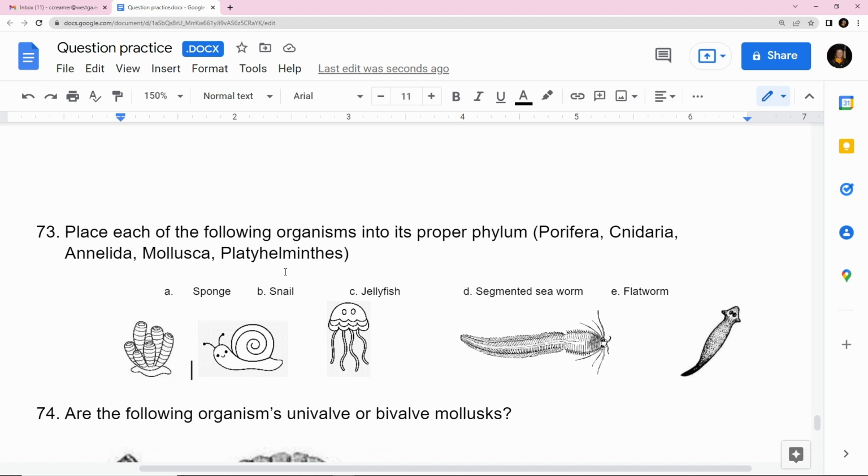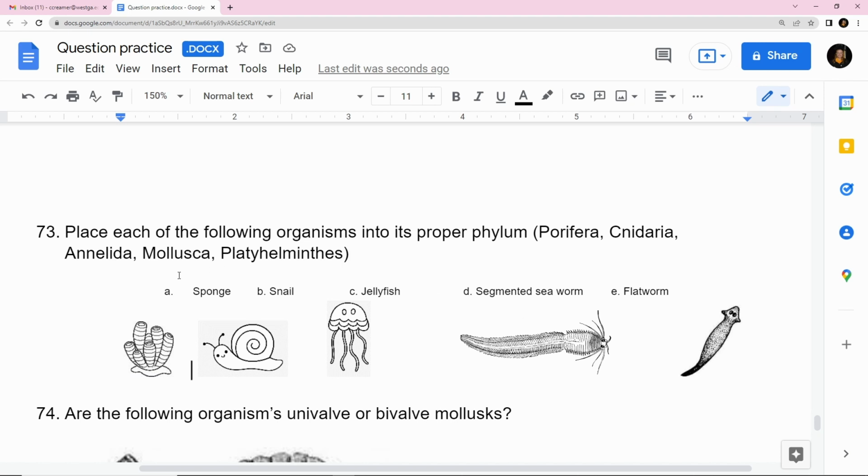All right, next, a snail. What phylum should we put the snail in? How about the jellyfish? What is its phylum? Segmented sea worm. It belongs in phylum. And the flatworm. What is its phylum? Let's check and see how you did.